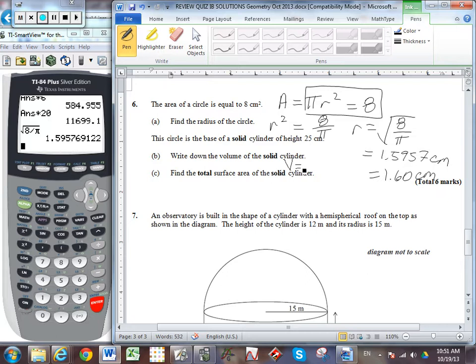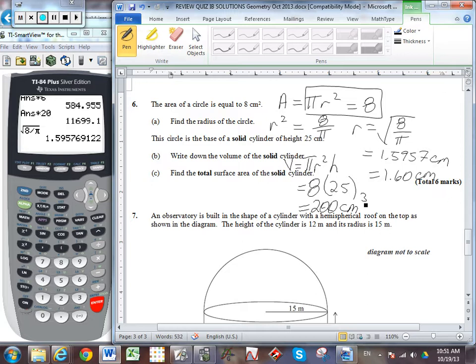We know that for any cylinder or any prism we can find the area of the cross-section, which in this case is a circle, pi r squared, and then multiply it by the height, h. Now we already know that the area of the circle, as was given at the beginning of the question, was 8. And we've just been told that the height of the cylinder is 25, and so you end up getting 200, and the unit is centimeters cubed because it's a volume.